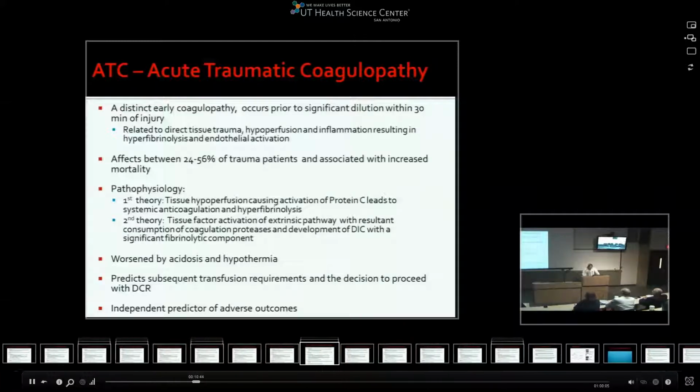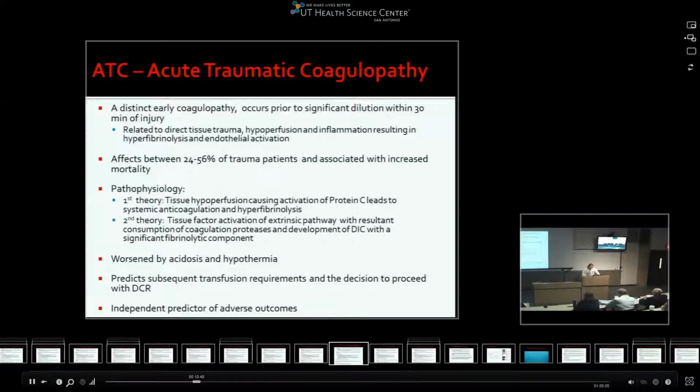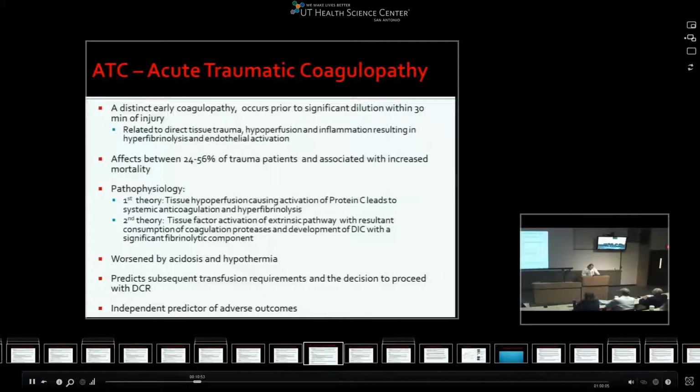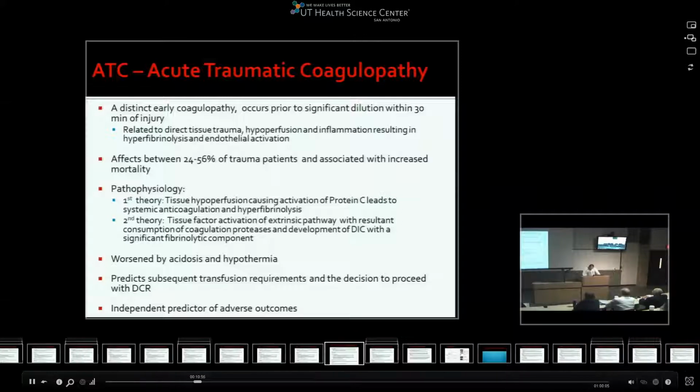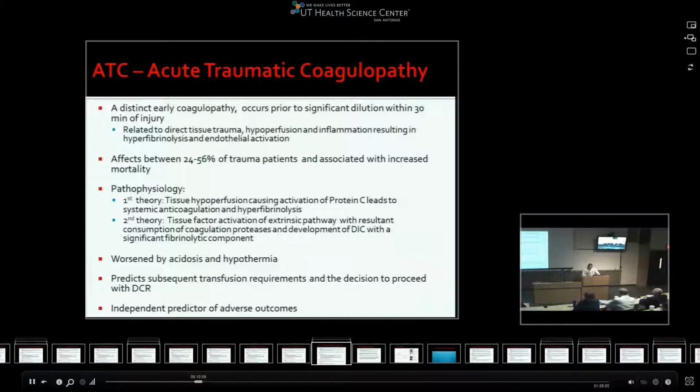Recognition and admission of ATC is crucial in that it can predict subsequent transfusion requirements and the decision to proceed with damage control resuscitation. It's also an independent predictor of adverse outcomes, with prolonged ICU and hospital stay and a fourfold increase in mortality.